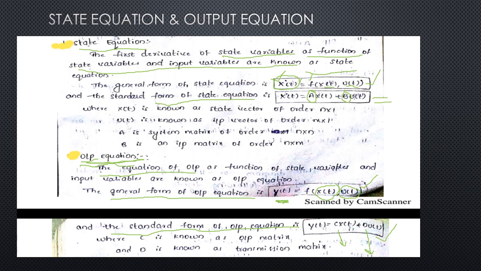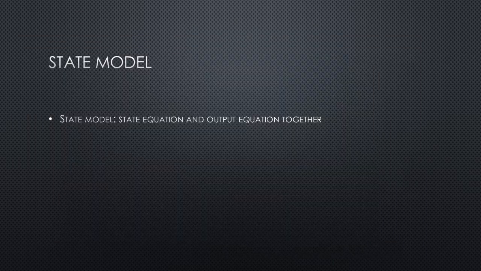Finally, I am giving the two important conclusions about state equation and output equation. The first important conclusion is the standard form of state equation is x dot of t is equal to A into x of t plus B into u of t. The standard form of output equation is y of t is equal to C into x of t plus D into u of t.